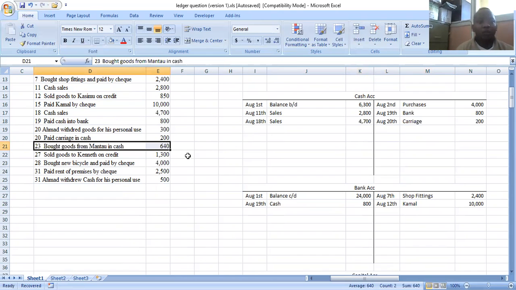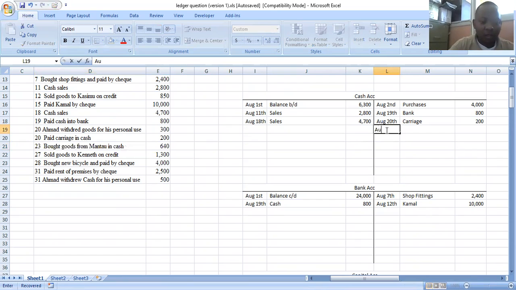23rd, bought goods from Mantau in cash. So the two accounts here are cash account and purchases. In this case, we will not have any Mantau's account because it was paid and we finished. So you need no account for Mantau. The two accounts here are purchases and cash, and you have both accounts. Purchases is an expense, cash is an asset. The expense is going up, so we debit purchases account, and cash is decreasing, so we credit cash account.